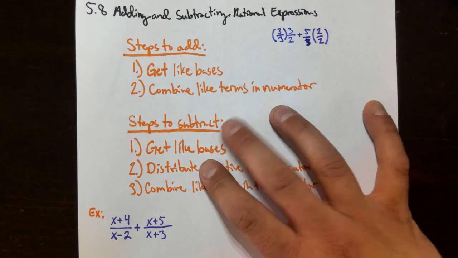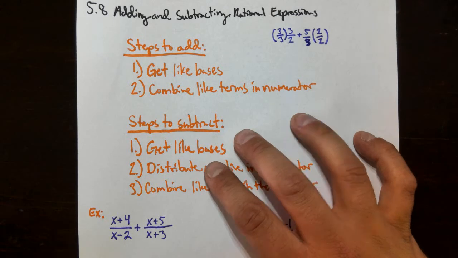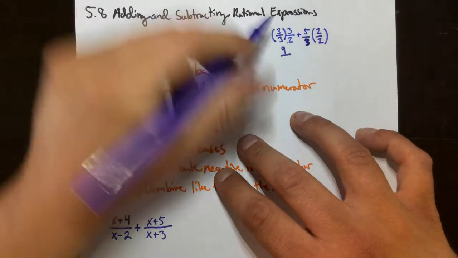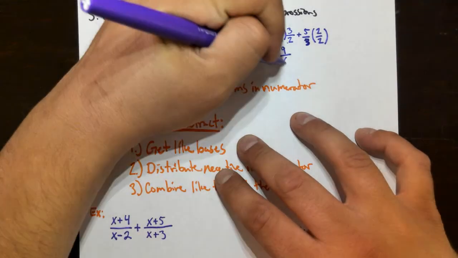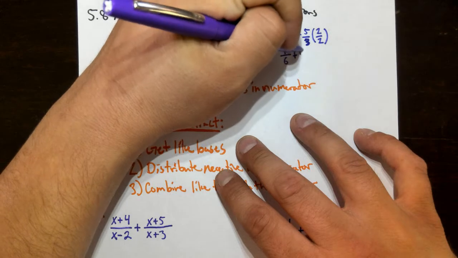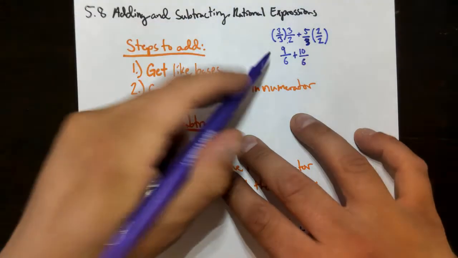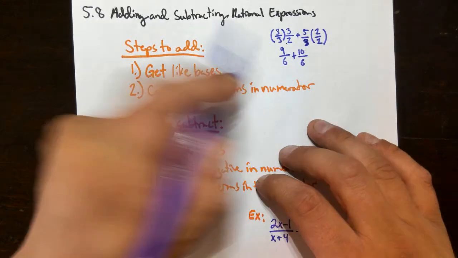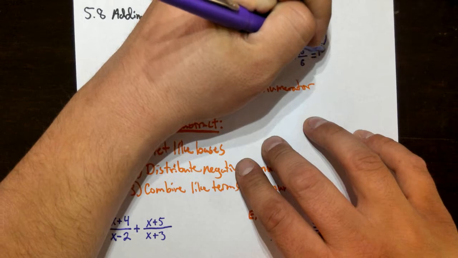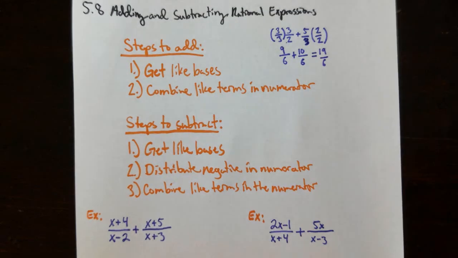And then remember, when we multiply fractions, we multiply across. So 3 times 3 is 9. 3 times 2 is 6. And then 5 times 2 is 10, so plus 10, divided by 3 times 2 is 6. So now we have like bases, and you can see now we can add. 9 plus 10 is 19 over 6. Just like that.